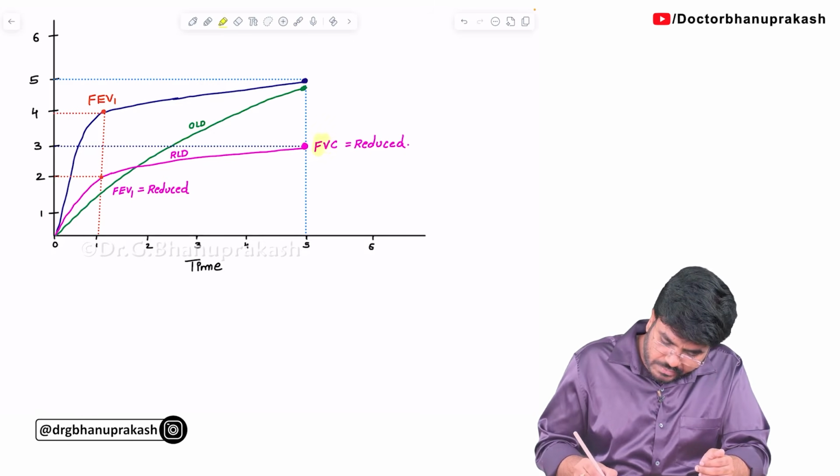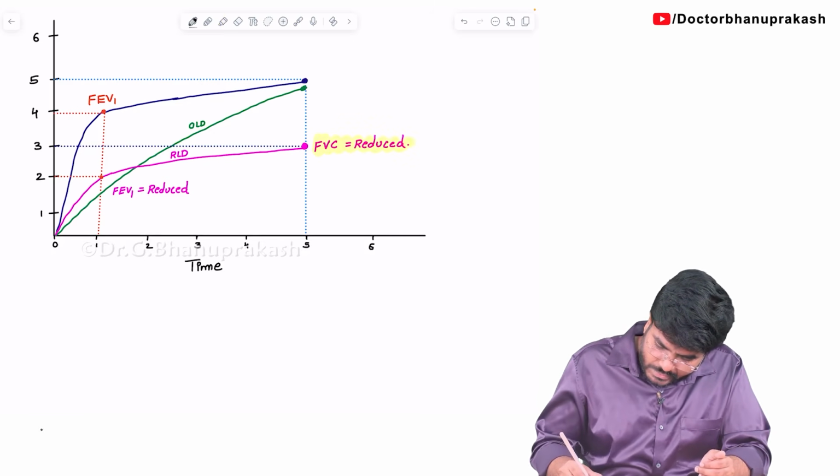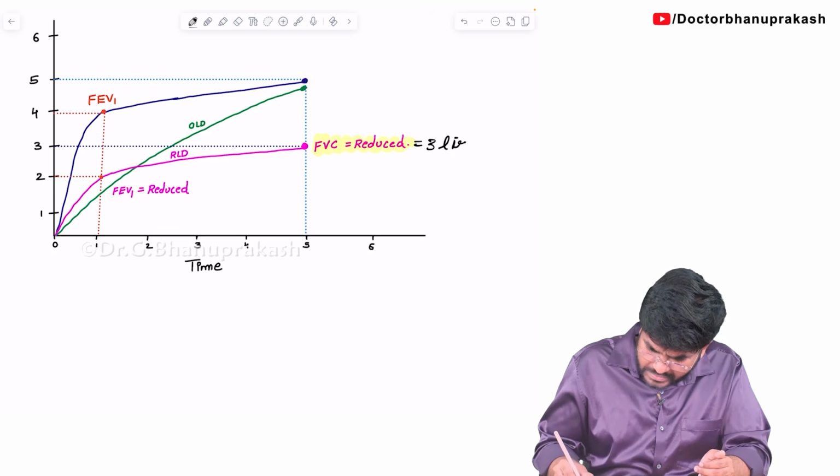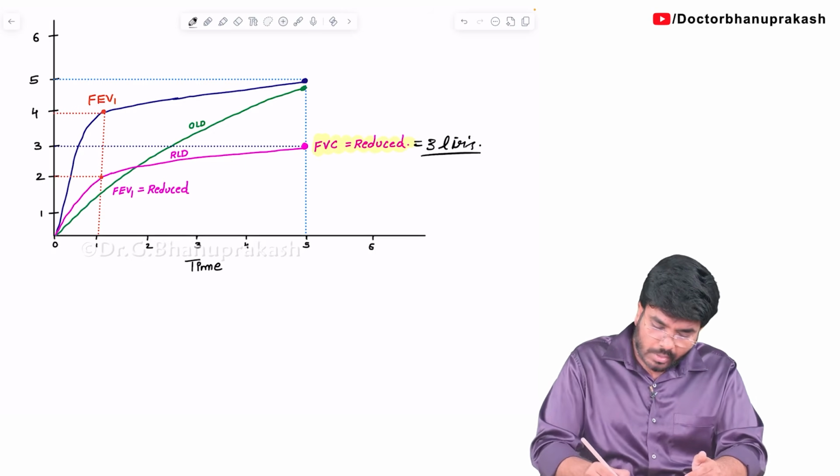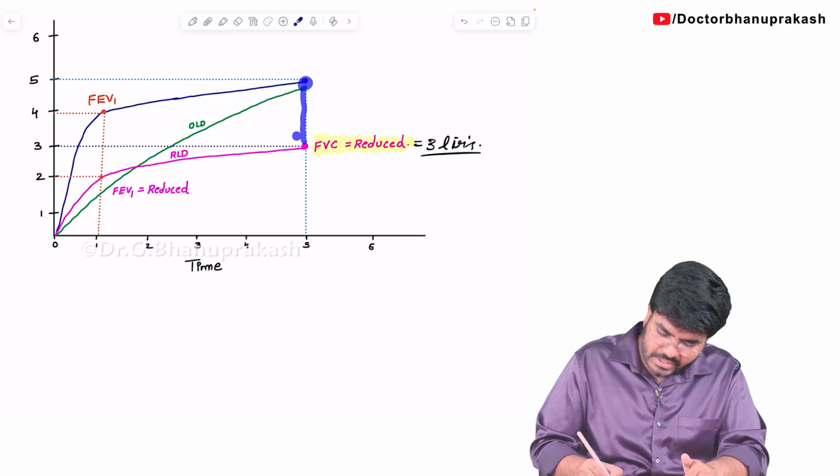What happened to the FVC value in this condition? Sir, FVC value is 3 liters. Is it reduced or not? Yes, definitely reduced, sir. Normal FVC is 5 liters, but in this condition FVC is reduced.